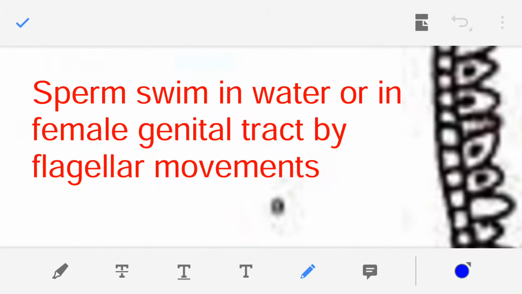Sperms are discharged in the vagina or the female genital tract, and the sperms move, with the flagellum, the tail, continuously beating, and the sperm reaches the ovum and fertilizes the ovum, a zygote is formed, and then cleavage, implantation and pregnancy. So all those stages we have studied in human reproduction.